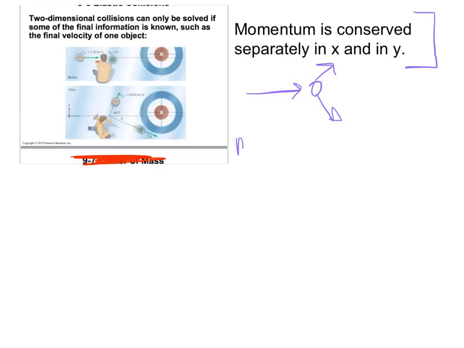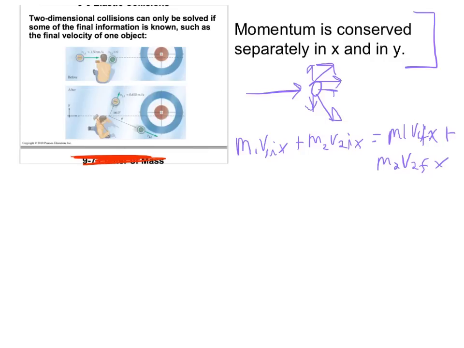And so you would go m1 v1 i x plus m2 v2 i x equals m1 v1 f x plus m2 v2 f x. So you'd have to separate the momentum, you'd have to separate the velocities into x and y for each object involved.